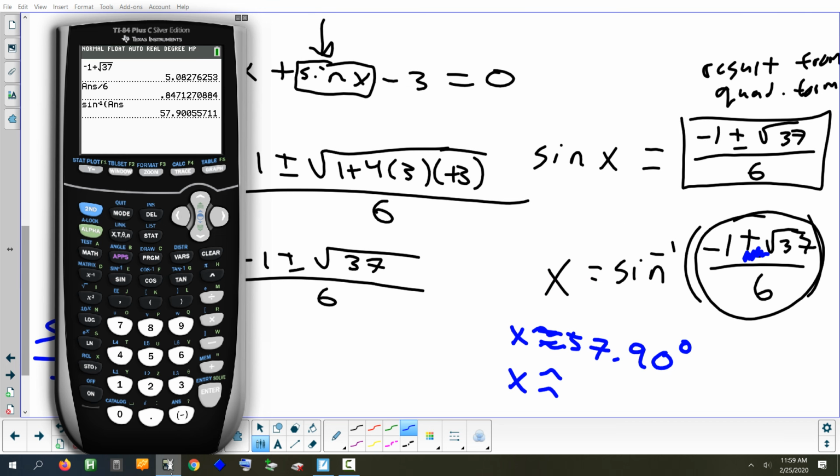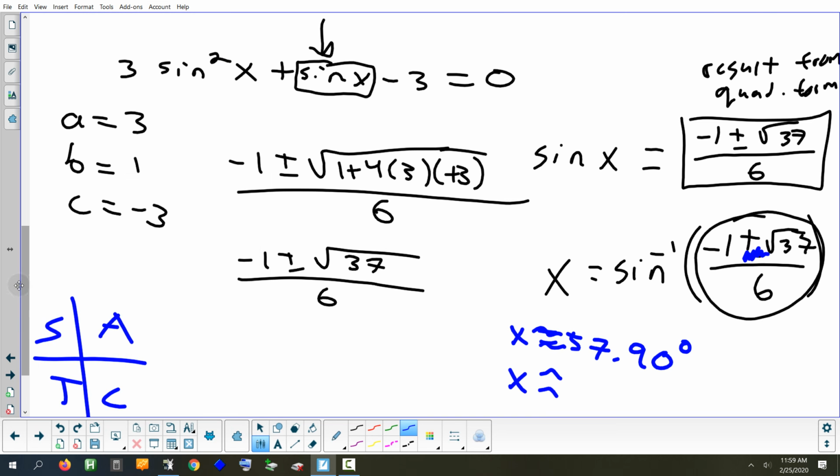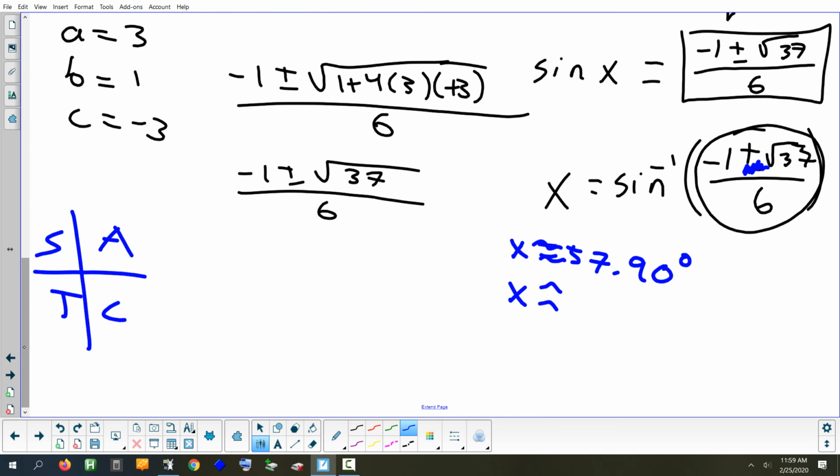When I typed all this in, -1 plus the square root of 37 over 6, I got 0.84. Is that a positive or a negative number? Positive. So what two quadrants is sine positive? If you can figure that out, that tells you where your answers are. First and second. You already have one of those answers. We already found it, 57.9. Where is that answer? Quadrant 1.